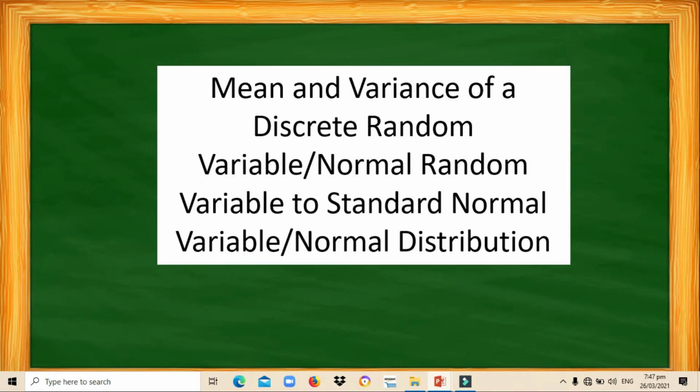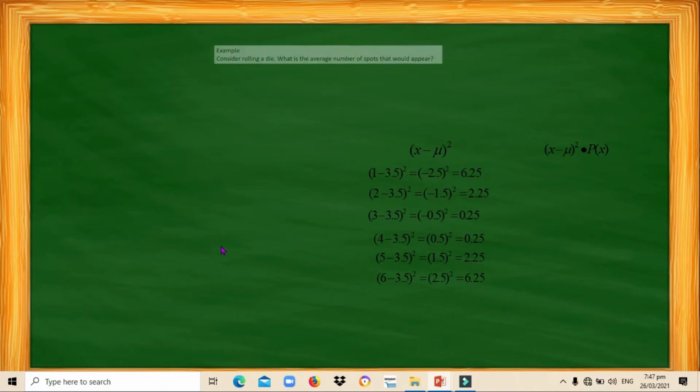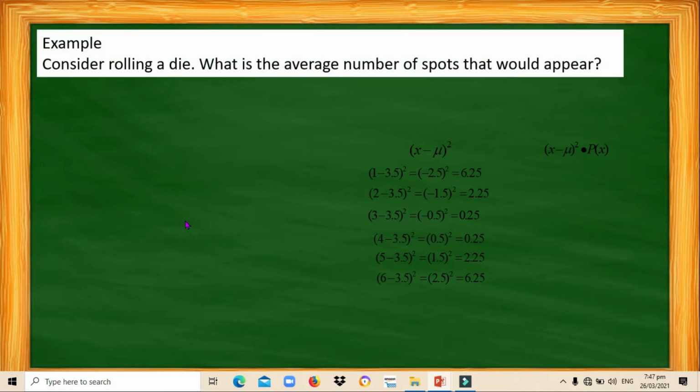Our topic is about the mean and variance of a discrete random variable, the normal random variable, the standard normal variable, and the normal distribution. Okay, we have example number 1. Consider rolling a die. What is the average number of spots that would appear? Average, another term, the average is the mean.